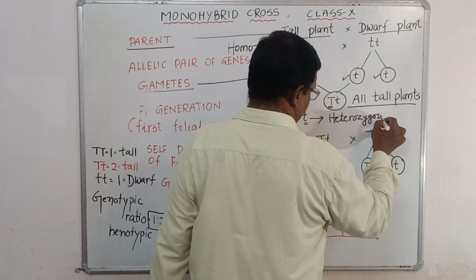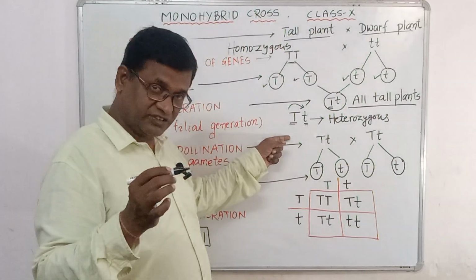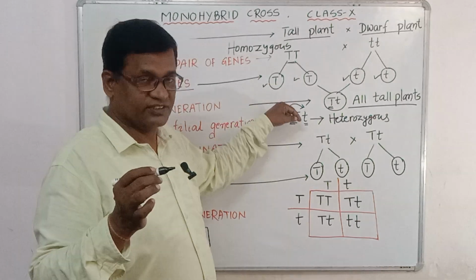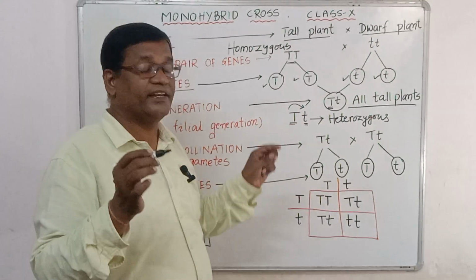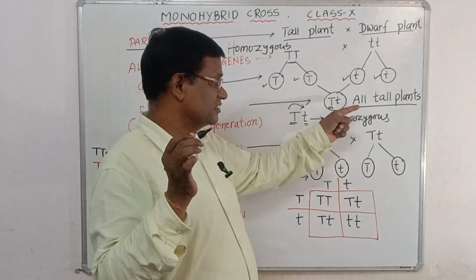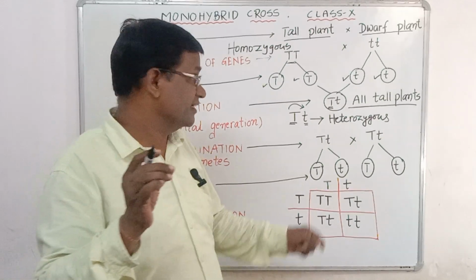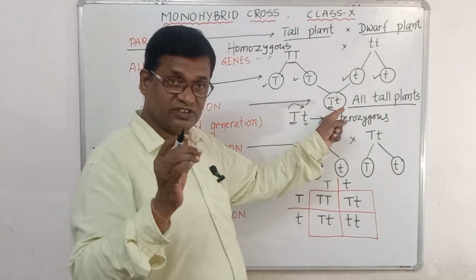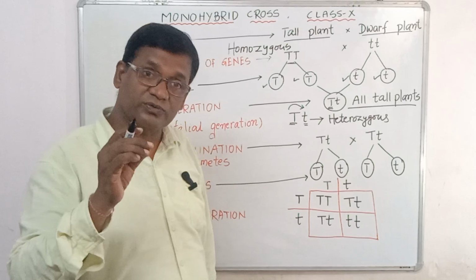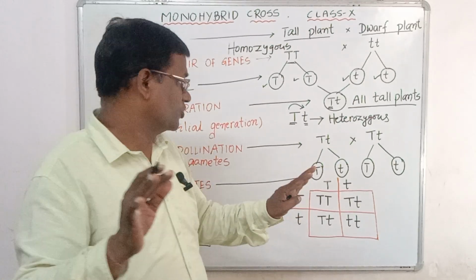In the heterozygous condition, if one dominant gene is there, it can dominate over the recessive, and the recessive is unable to express its character. Then all the F1 generation plants become tall, although they contain the recessive character small t.